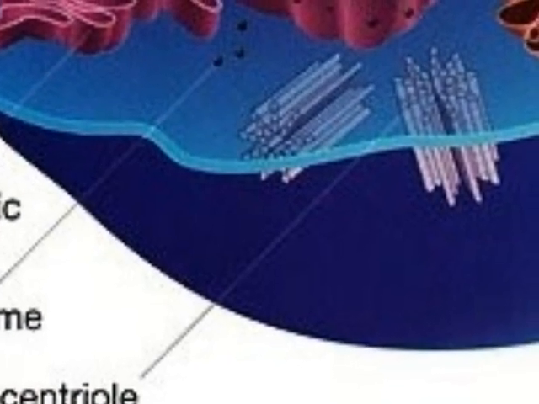Centrioles are paired structures found in the animal cell. They are involved in cell division. They consist of microtubules.